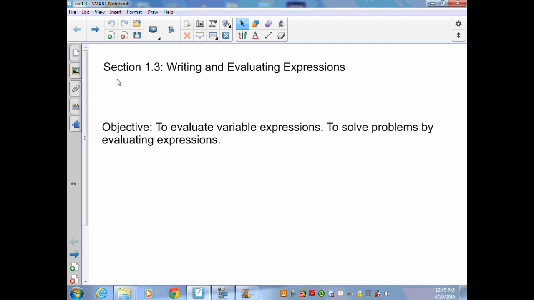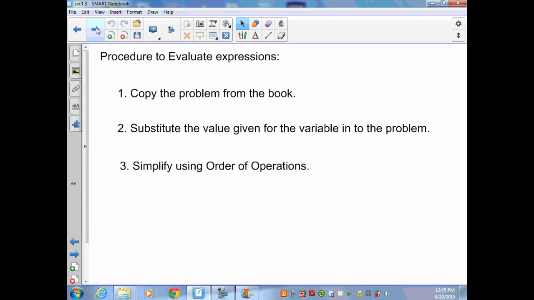Section 1.3, Writing and Evaluating Expressions. Here's the procedure to evaluate expressions. 1, copy the problem from the book as we have done on previous slides. 2, substitute the value given for the variable into the problem. And then 3, simplify using order of operations.